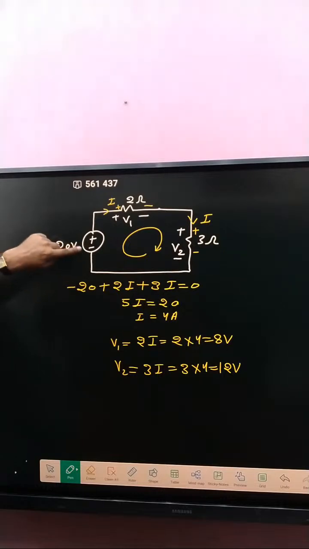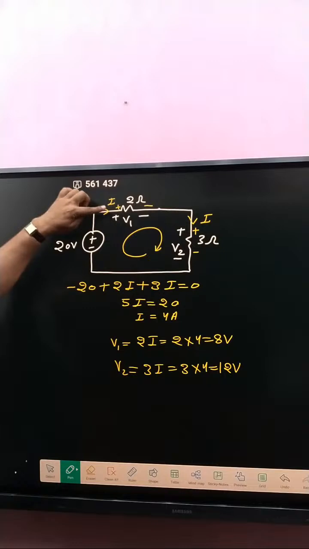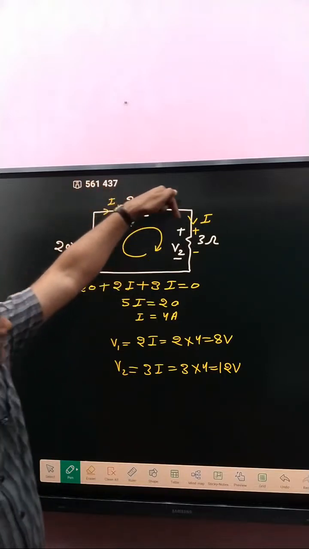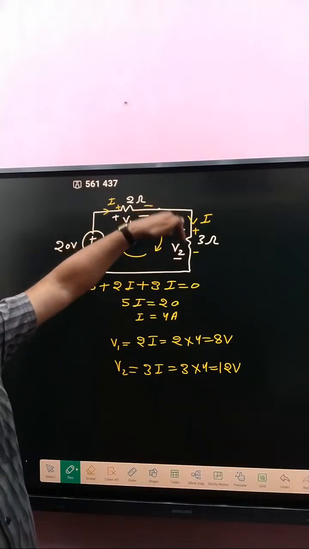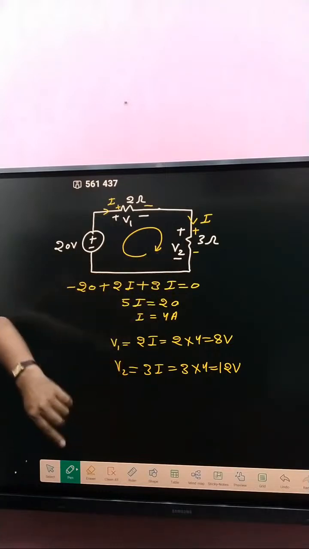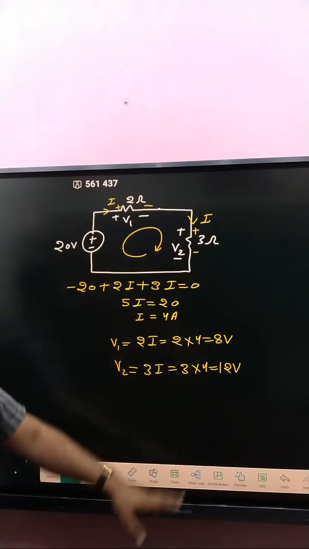Minus 20 plus, first sign minus to minus. Entering here positive to negative, so first sign is positive, so plus 2I. Here entering current positive to negative, so first sign plus, so 3 into I. This will be equal to 0. After solving, I will be equal to 4 ampere.